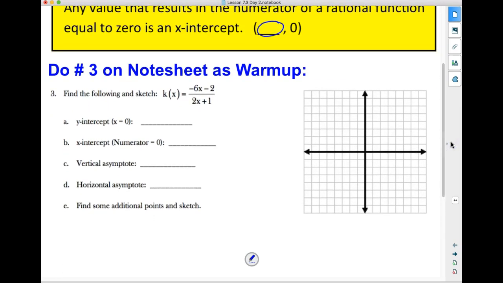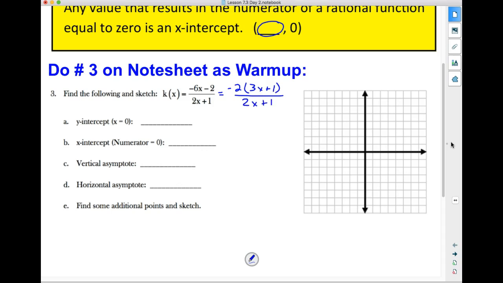First thing I would personally do is factor the numerator out, and I would see there's a -2 I can pull out of there. You don't have to do this. It makes it easier for me. And then I'd be looking at 3x plus 1 over the quantity 2x plus 1.